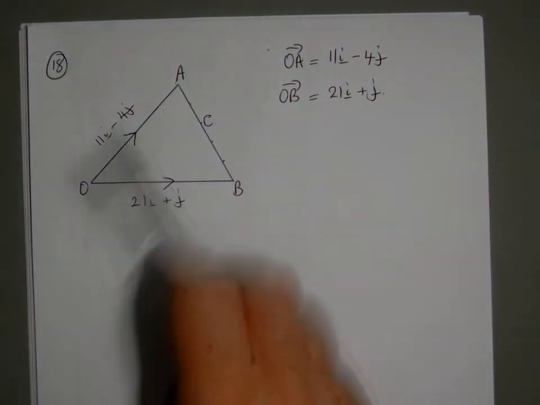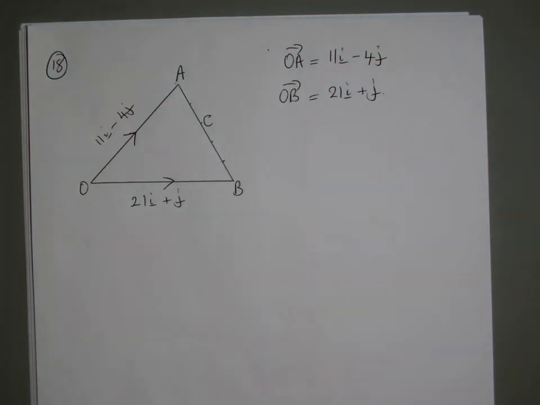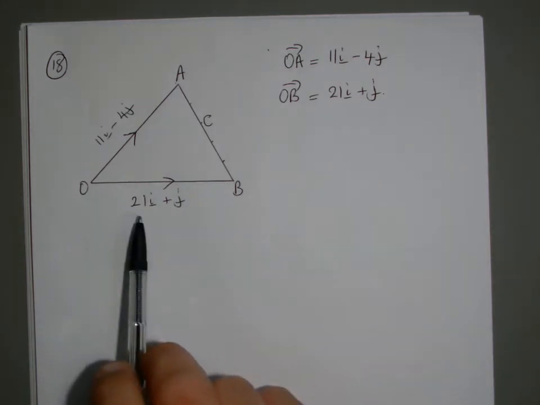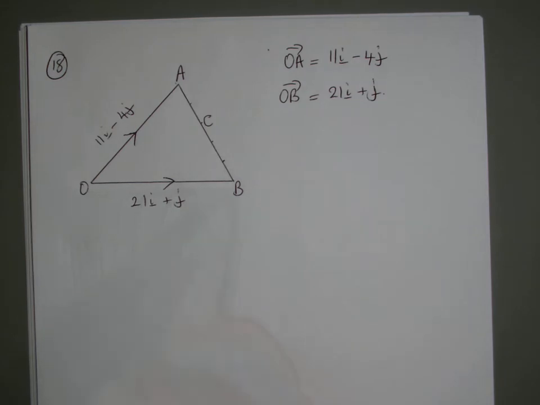I know minus 4j would mean going down on the y-axis, so I haven't drawn it properly. It's just a sketch, so it doesn't matter. It really isn't important. I just want to get to grips with the geometry of it in my head, but it doesn't have to be perfect. And the point B is 21i plus j from the origin, so I've got that going there.